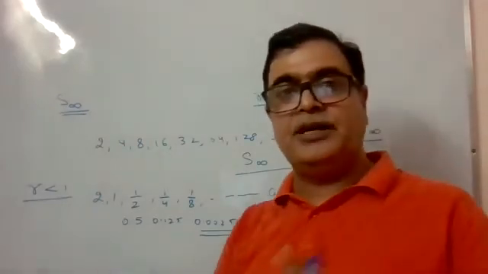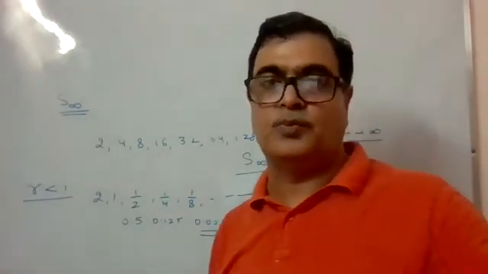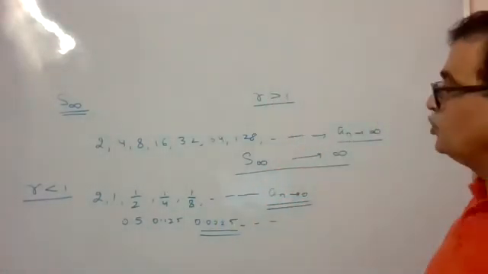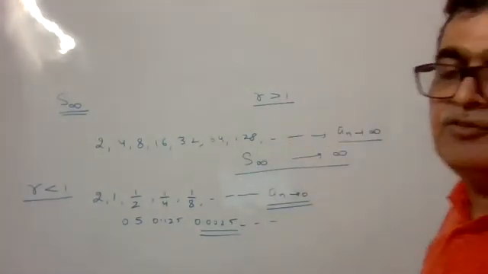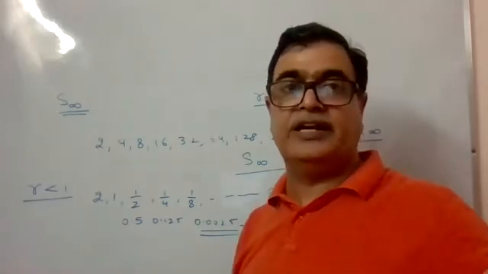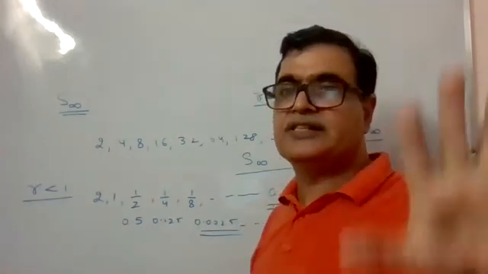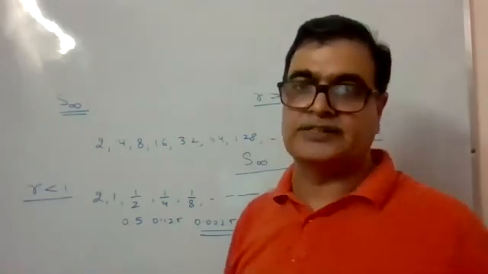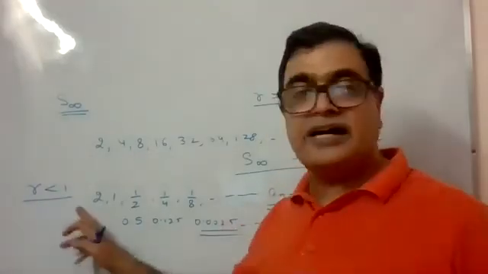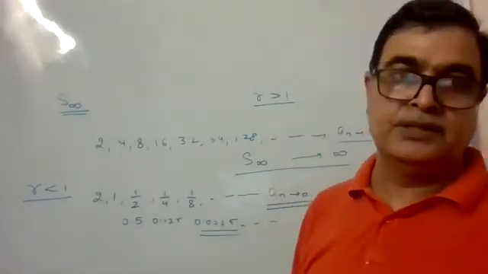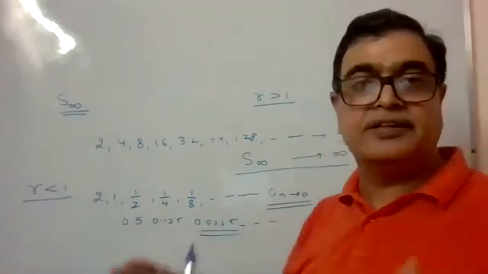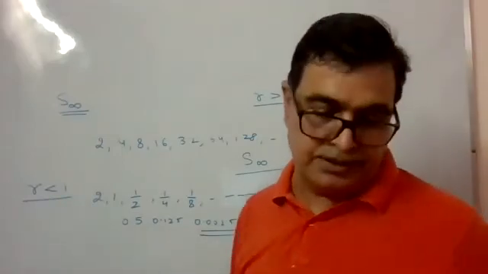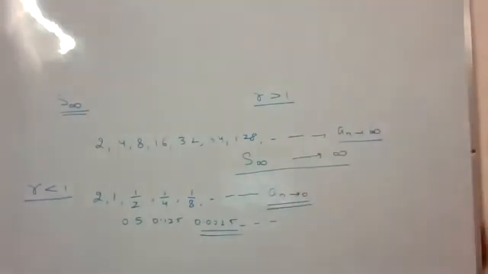If R is coming greater than 1, it's not possible. So keep in mind, whenever R comes greater than 1, it will not be giving GP's infinite term, because in that case we will say sum is infinite, which is not known to us. But whenever R is coming less than 1, we should keep in mind that the sum will be possible here. So that you should keep in mind.